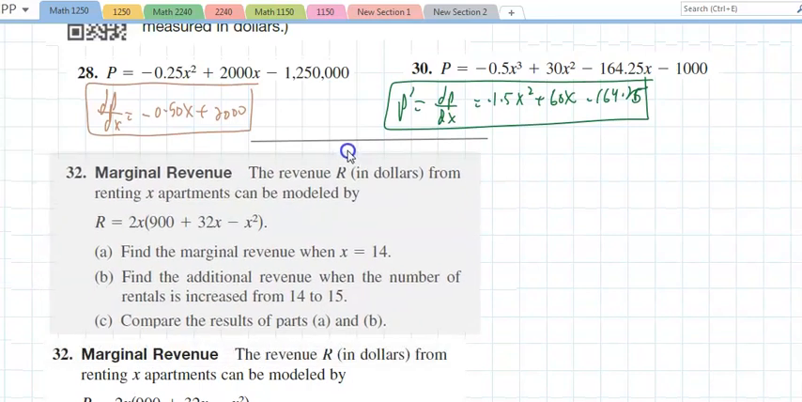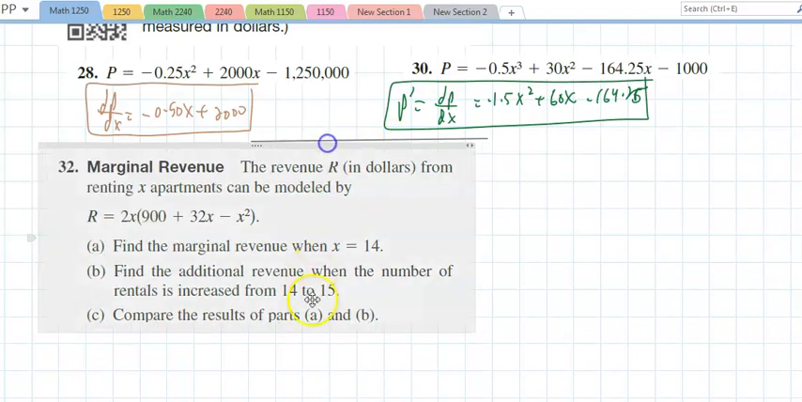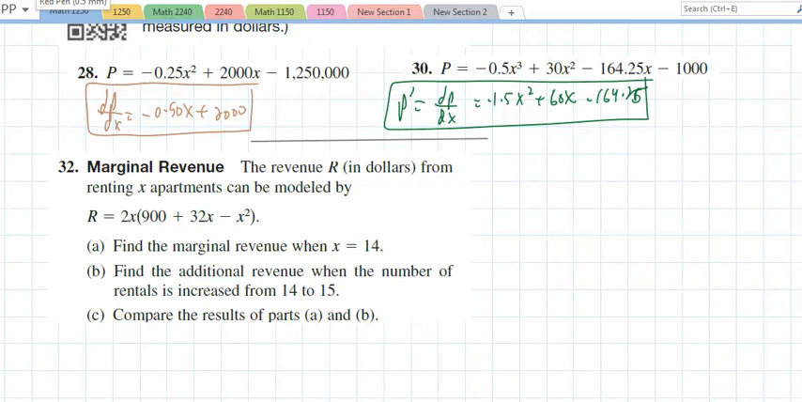So let's start with number 32 and start looking at what all of this means. The calculus is going to be the tool you're going to use to really get all of these awesome applications cleared. I'm going to distribute that in: 1800x plus 64x squared minus 2x cubed.